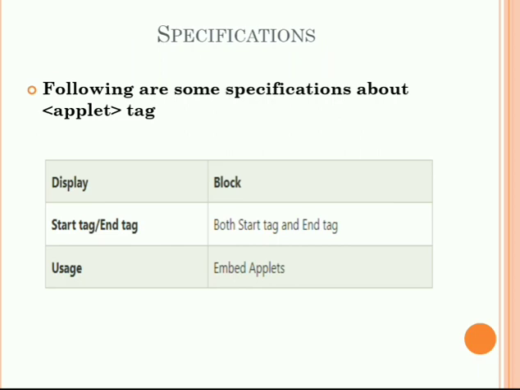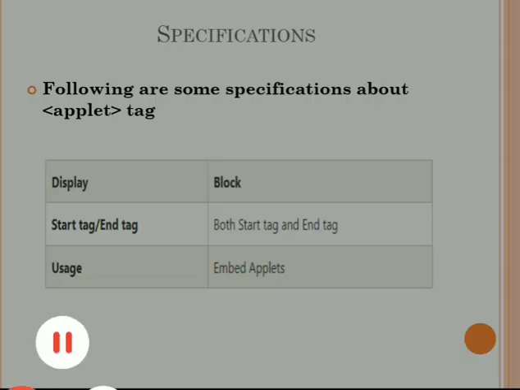Then uses. The use of this applet tag is for embedding the applet into the HTML page. Getting it? What is embedding the applet into the HTML page? For making that HTML page dynamic, that is making it more powerful, more useful to the client or to the user, we are embedding. That is the use of this applet tag.